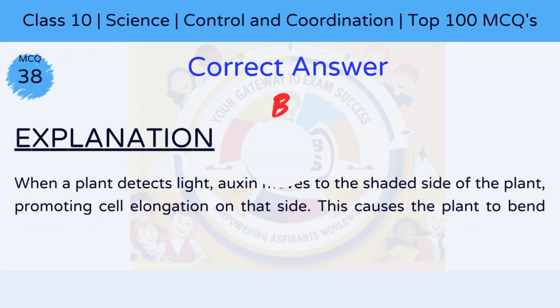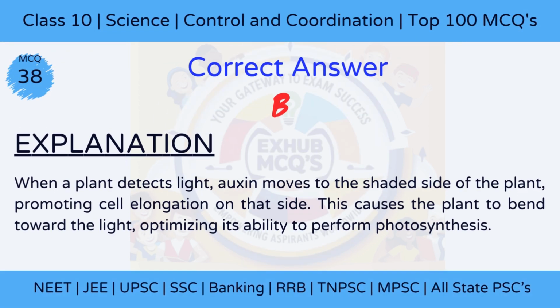The correct answer is option B, auxin moves to the shady side. Explanation. When a plant detects light, auxin moves to the shaded side of the plant, promoting cell elongation on that side. This causes the plant to bend toward the light, optimizing its ability to perform photosynthesis.